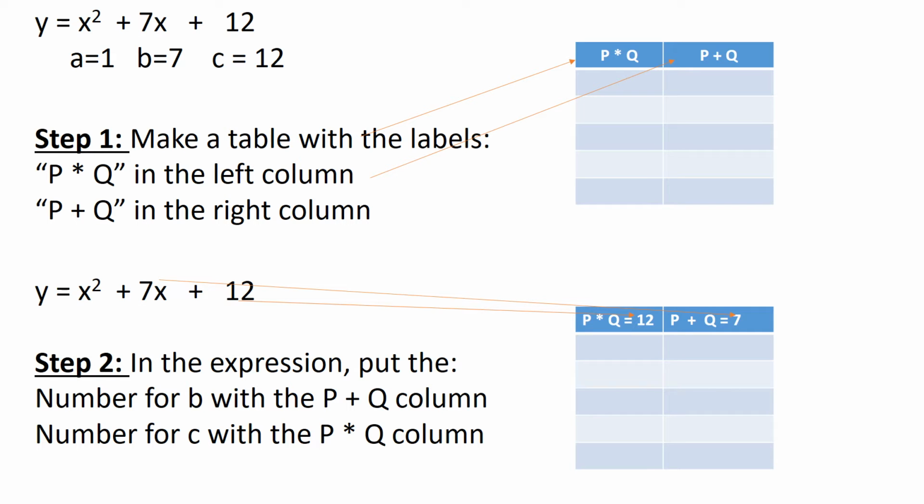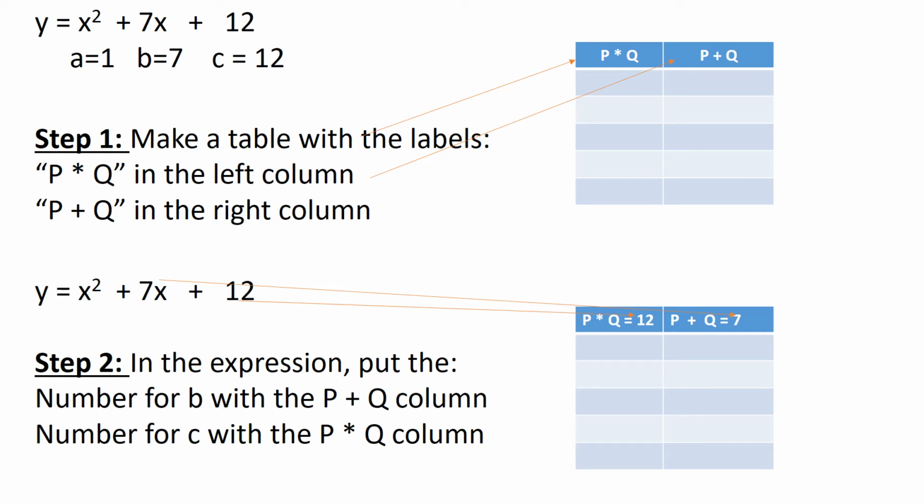Our first step is developing a table. On the left side of this table, on the header, I put p times q in the left column. And on the right, I put p plus q in the right column. Now, we have to pay close attention here. My original trinomial equation, y equals x squared plus 7x plus 12, my p times q has to equal 12.